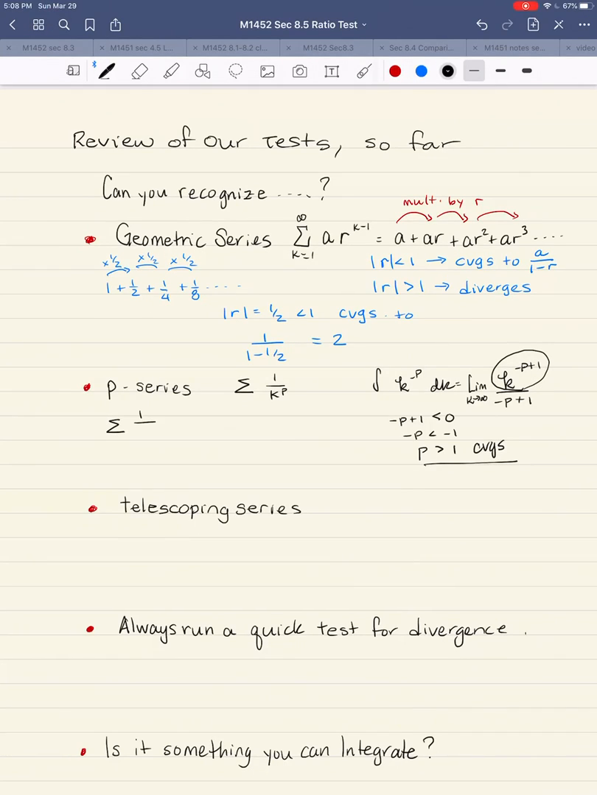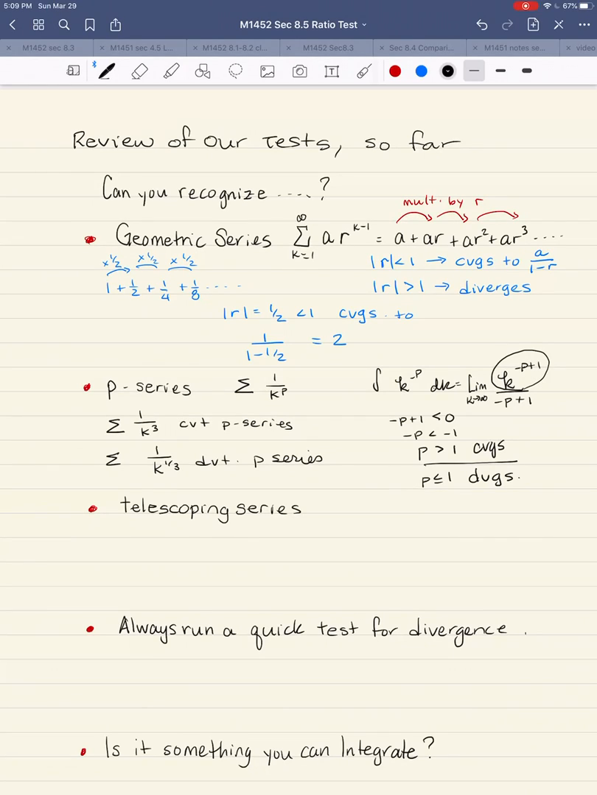only if this power is bigger than 1. So a series that looks like 1 over k cubed is a convergent p-series, whereas the series 1 over k to the 1/3 is a divergent p-series. Right? It converges if p is bigger than 1. It diverges if p is less than or equal to 1.